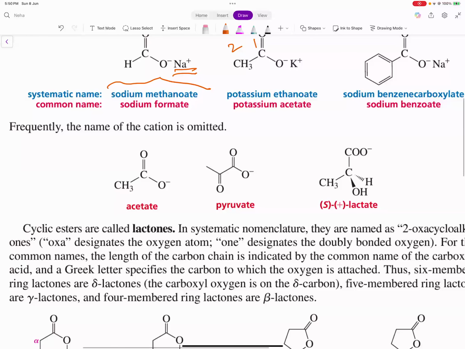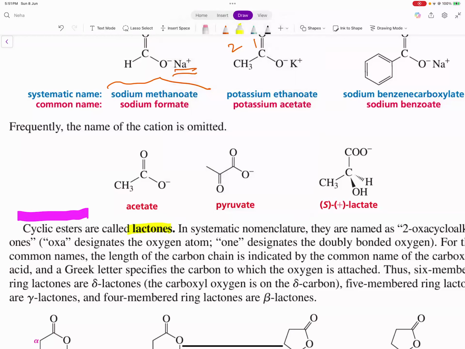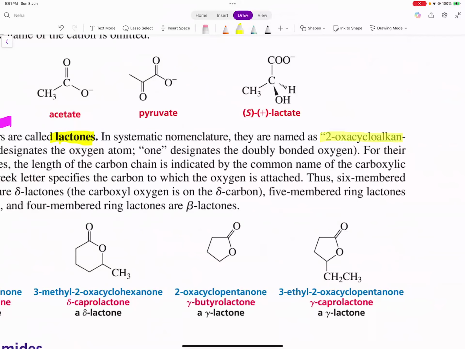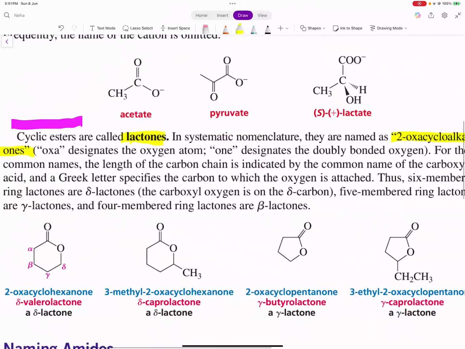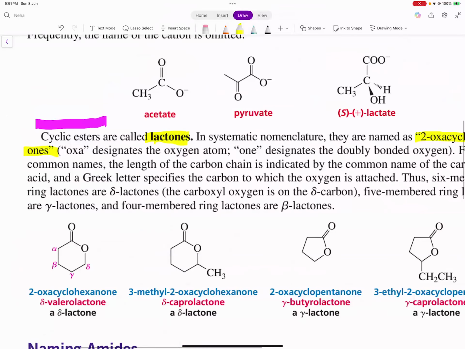Now, this is important: cyclic esters are called lactones. In systematic nomenclature, they are named as 2-oxacycloalkanones. Oxa designates the oxygen atom, and one designates the doubly bonded oxygen.